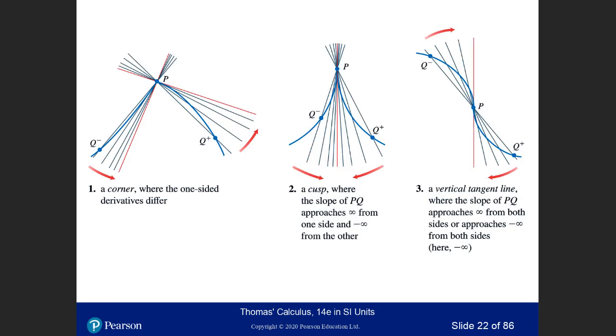So you can have functions which are not differentiable at certain points. Here is a pictorial representation of the cusp. So on the left-hand side, if you move point Q towards P, you know the secant line here, in this case, the tangent line goes to infinity. And if you approach from the right-hand side, that goes to minus infinity. So that's a cusp. That's an example of a cusp.